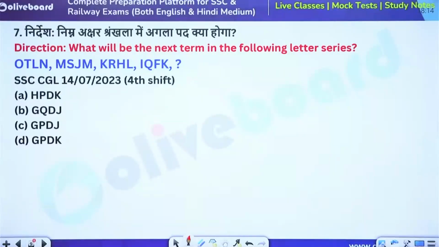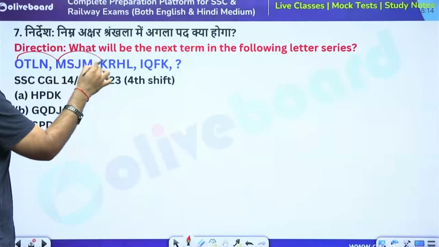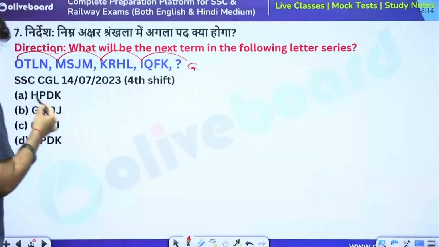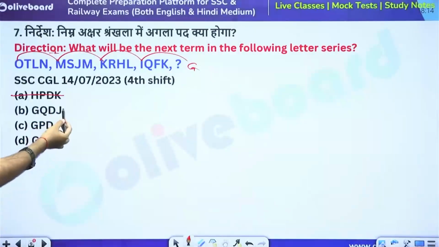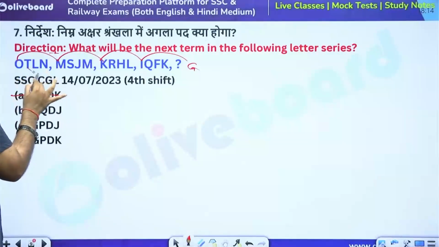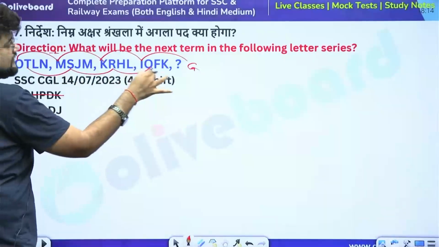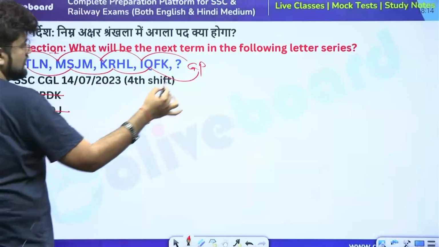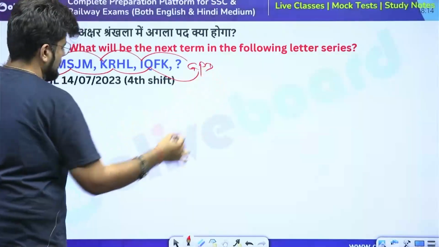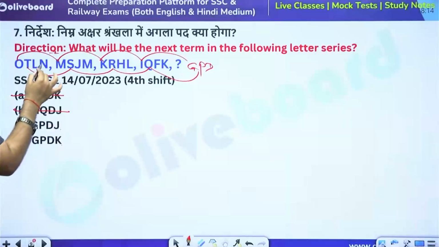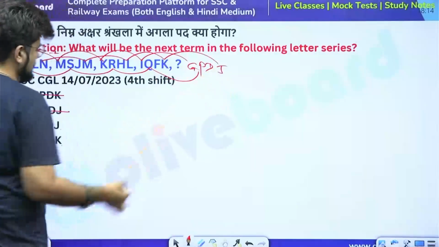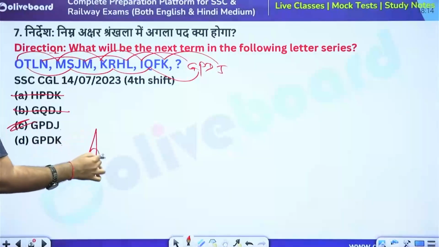Okay, so we have 15, 13, 11, so minus 2, 9 and 7. So we'll start with the G. This is gone. The next one will be 20, 19, 18, 17, 16. So GP, third is D. The last one will be what? 14, 13, 12, 11, 10. So GPDJ, option C is the right answer.